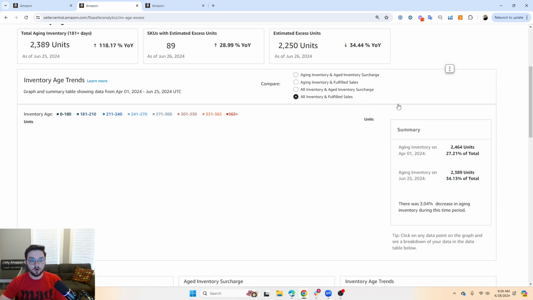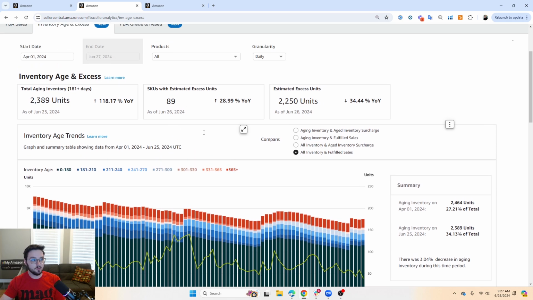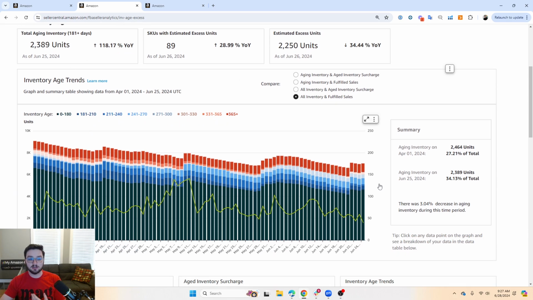Same again with the all inventory and fulfilled sales. So this is not just the aged side of things. I like looking at this one. It gives a very good understanding of forecasting ability. So specifically what you should be using this for is understanding, especially if you want to go back further than I only have this back a few months right now, but it gives you a good understanding from the aspect of, are sales increasing or decreasing in regards to how much inventory we have.